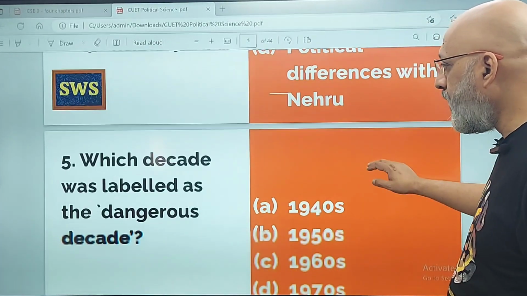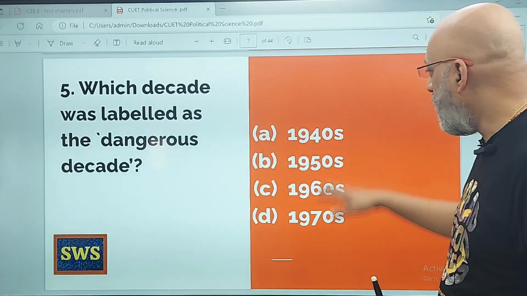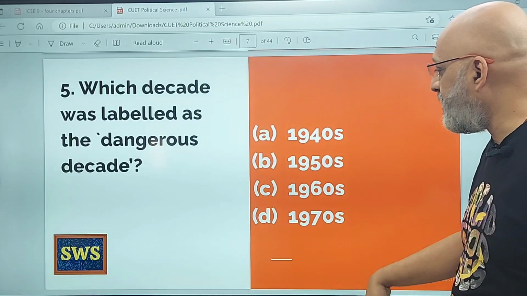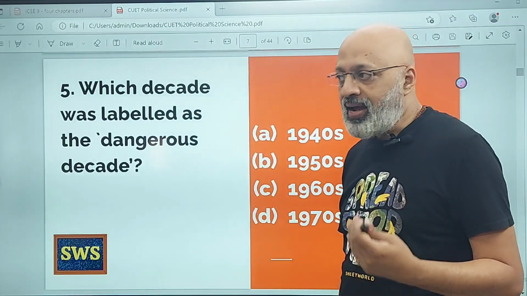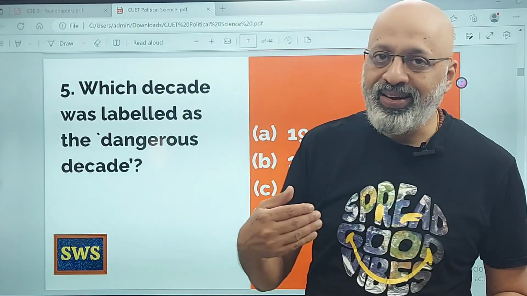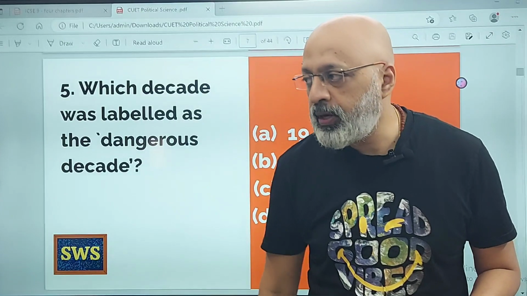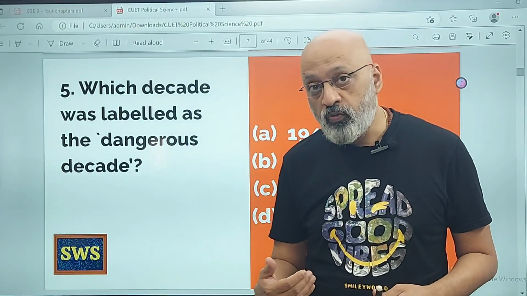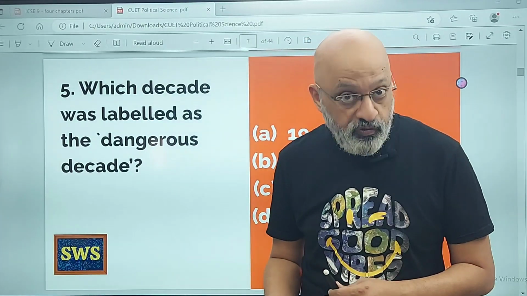Which decade was labeled as the dangerous decade? 40s, 50s, 60s, or 70s? The correct answer is C, 1960s. And the reason for that is that in 1962 the Indo-China war happened. Nehru was very unwell for almost a year before he passed away in May 1964.